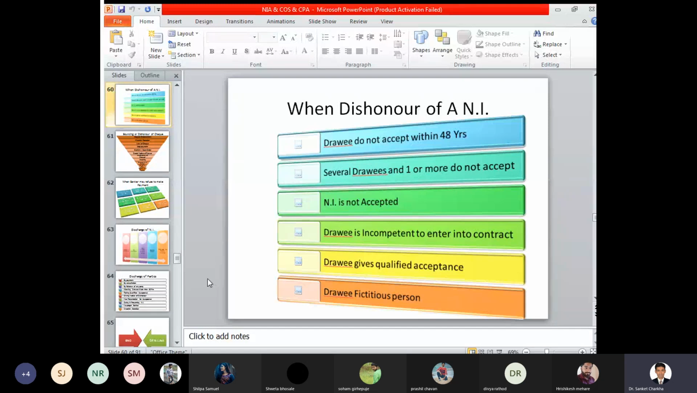So a party has to confirm within 48 hours about the terms and conditions and whether he is accepting the negotiable instrument or not. If he is not accepting within 48 hours, then the negotiable instrument gets dishonored.